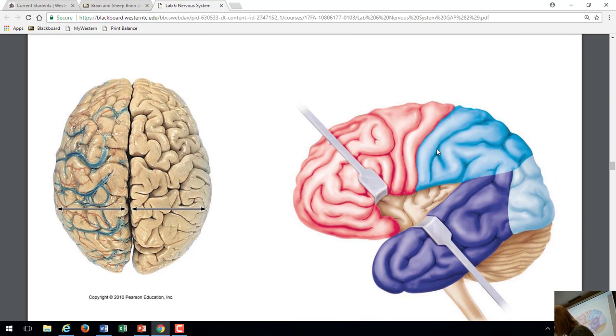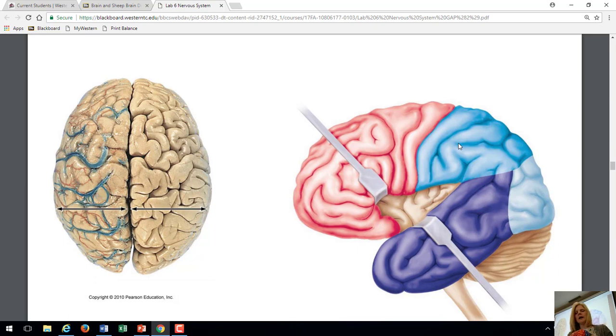Looking at the first one listed, the front portion of your brain is the frontal lobe, which is like the forehead, which is here. So this is the frontal lobe. And then we have the parietal lobe, which is across the top of the brain. So looking at this model here, this is the frontal lobe, and then the parietal lobe is on the top.